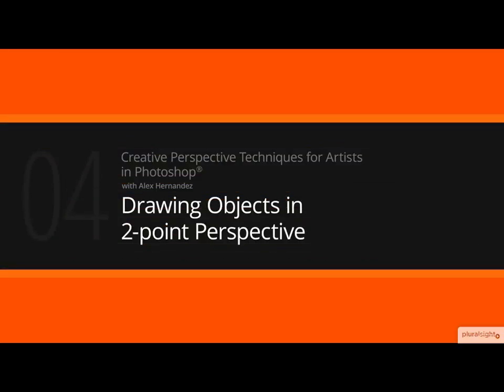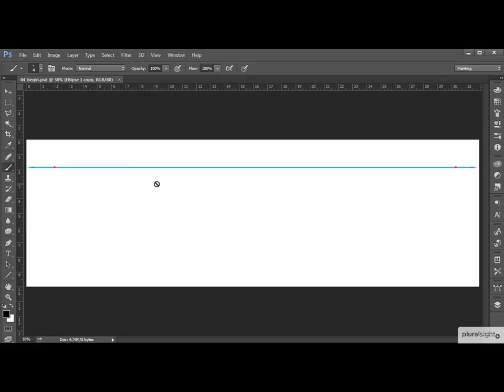In this lesson, we'll be drawing an object in two-point perspective. In our previous lesson, we were able to draw a cube and a cylinder in one-point perspective, and so now we're going to take a look at two-point perspective. You can see on our canvas that we have this horizon line, and we have these two vanishing points. So these are our two points for our perspective drawing.